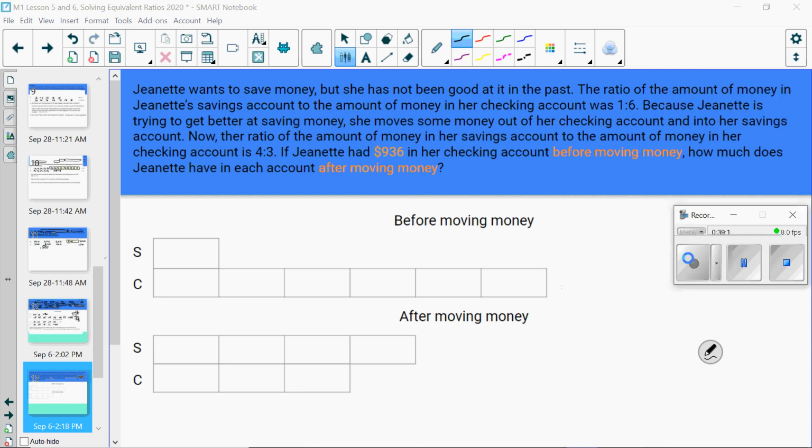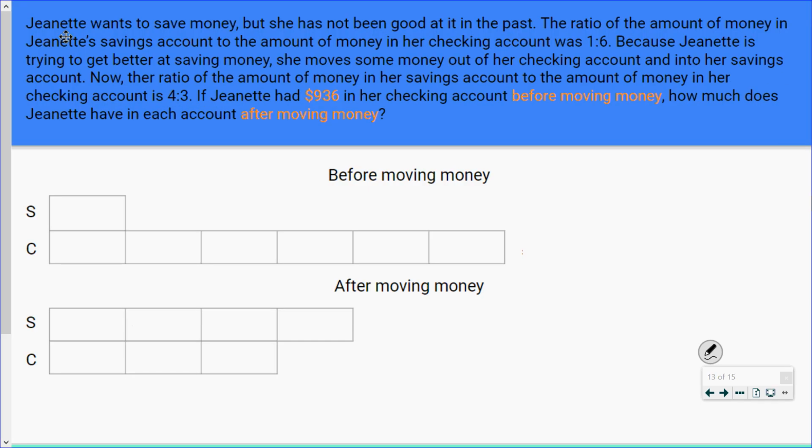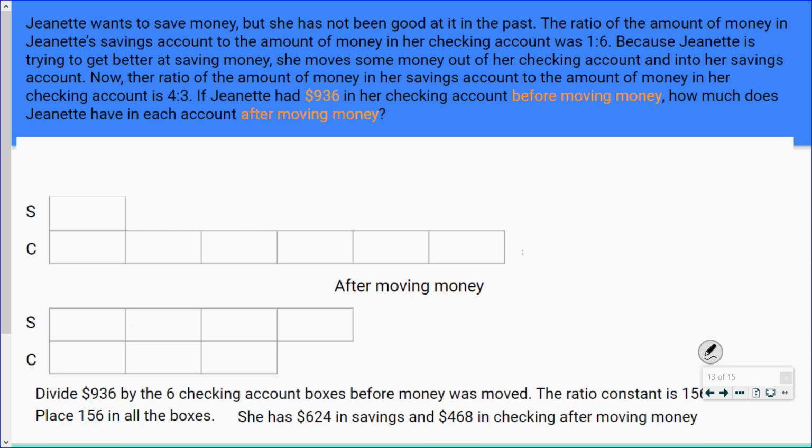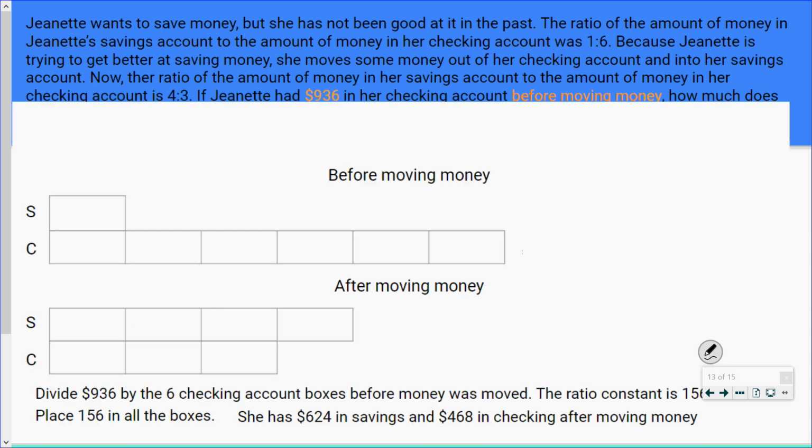So I know not many of you, if anyone, finished this. But basically what we ended up with is, let me pull this up. We look at the information, said 1 to 6, and then it changed to 4 to 3. 936 was before in checking. So the first thing I could have done was say that is 936. I divided by the 6 boxes. What do I get? 156. So that goes into every single box.